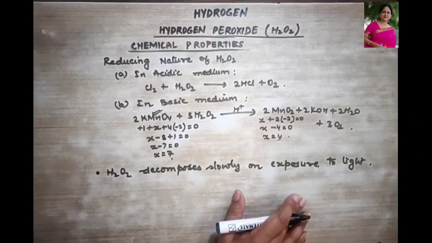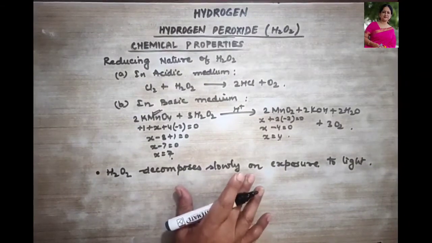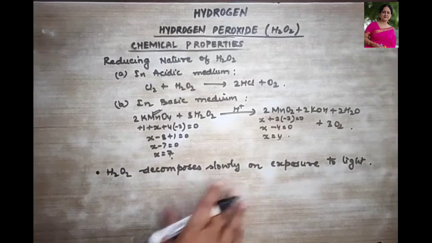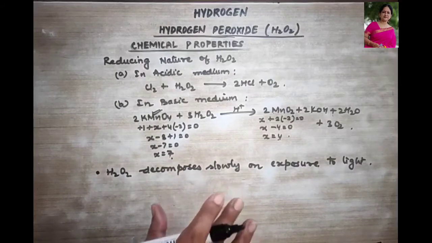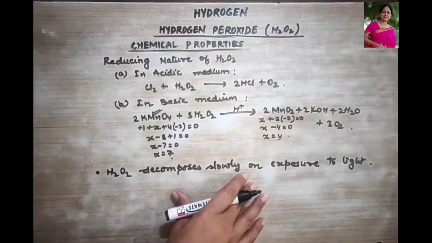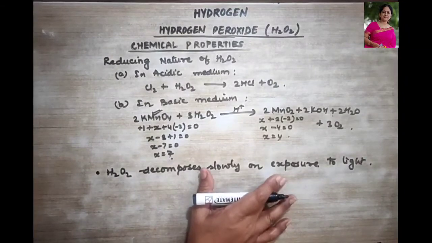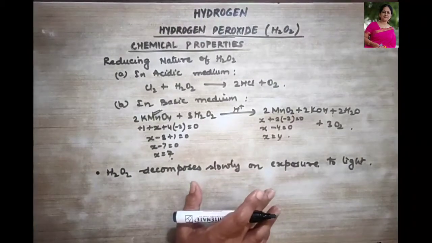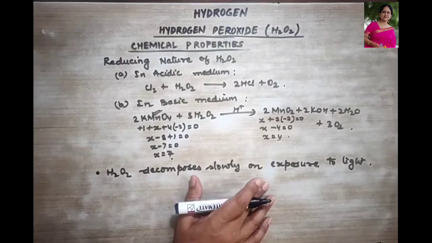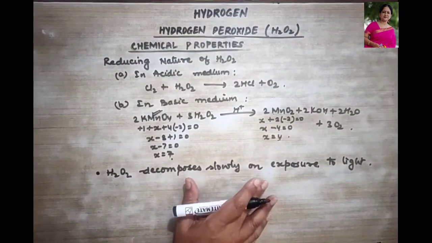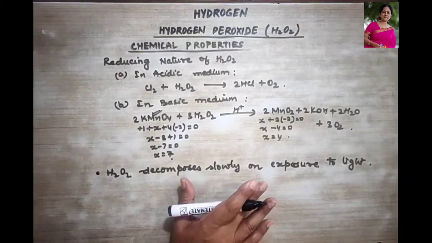Now why this happens? In the presence of metal surface or traces of alkali, the rate of reaction is always increased, right? Therefore it is stored in the wax lined glass or in the plastic vessels, and that too in the dark. Urea can be added as a stabilizer for it. So it is also kept away from the dust because it can cause explosive decomposition of the compound.